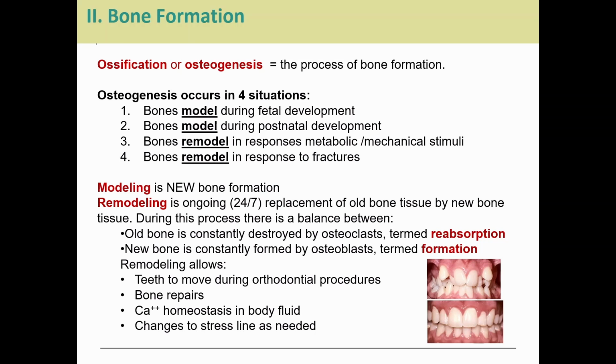Bone repairs, right? Obviously we can fix our bones after an injury because of remodeling. It's also going to allow us to maintain the blood calcium levels in our body fluids, in our blood, so we can maintain homeostasis there. And then we can change the stress lines as we need, right? Because if we are getting bigger, taller, wider, whatever, those stress lines are going to move, and we have to remodel the bone in response. So we're still laying along those stress lines to give the bone strength.